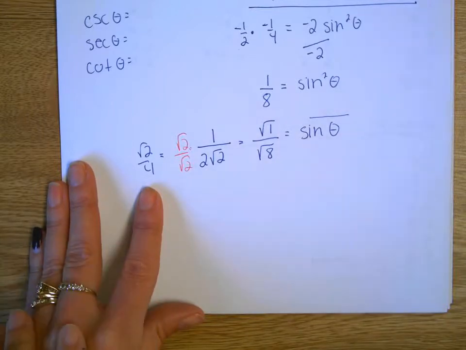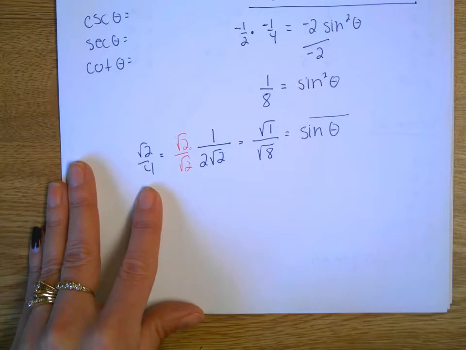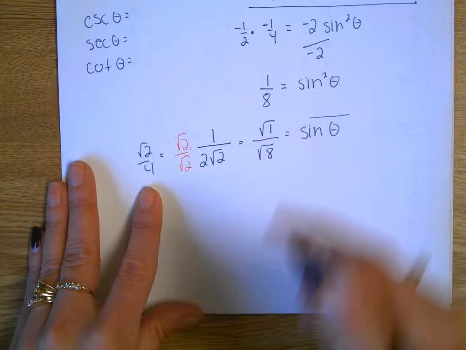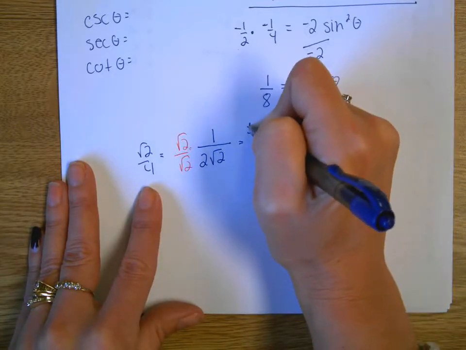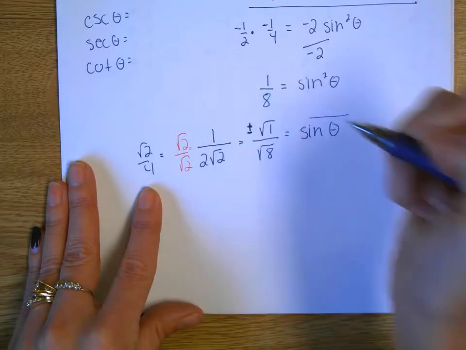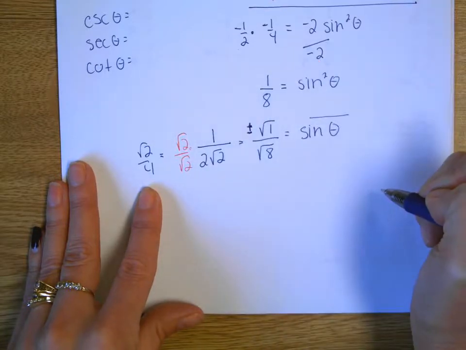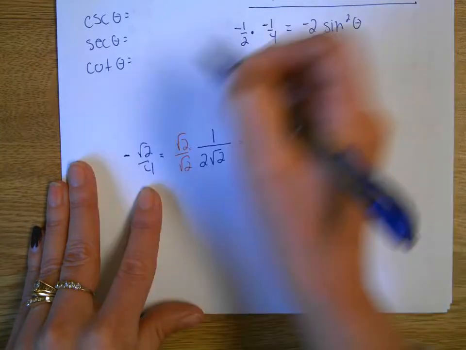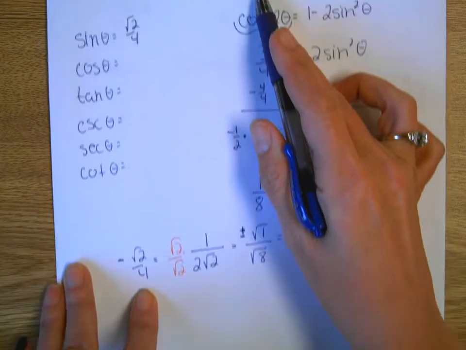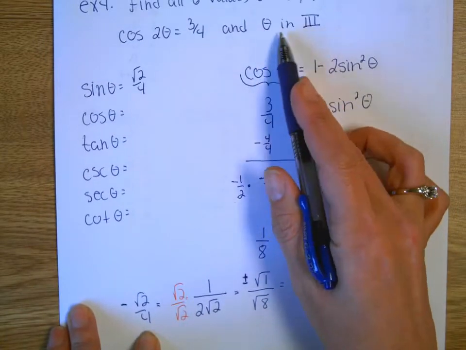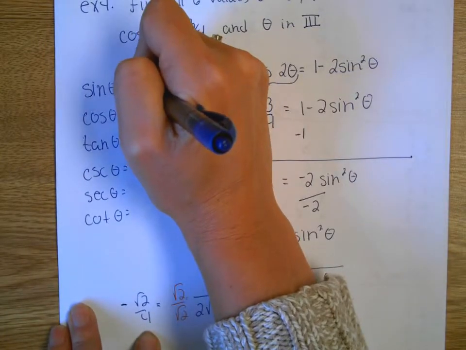Shouldn't that be negative though? Oh, I forgot quadrant. Yes, what quadrant is theta in? Oh, because right here it's plus or minus. Good catch, Matt. What should it be? Negative, because theta is in quadrant 3. And sine in quadrant 3 is negative. Good catch.